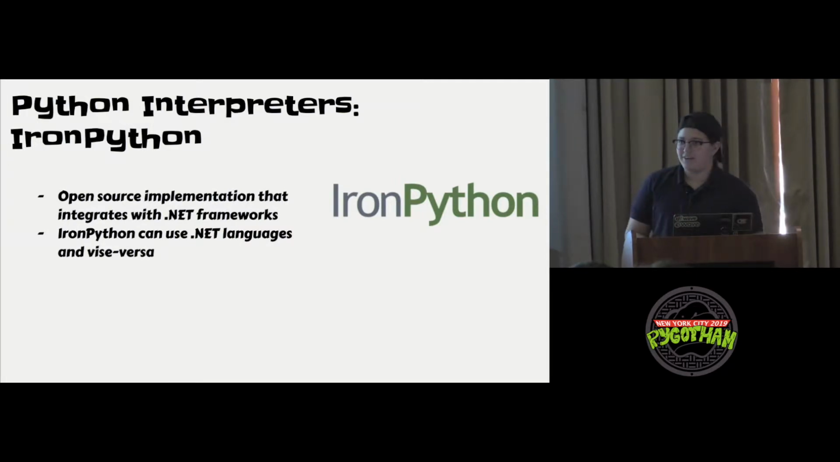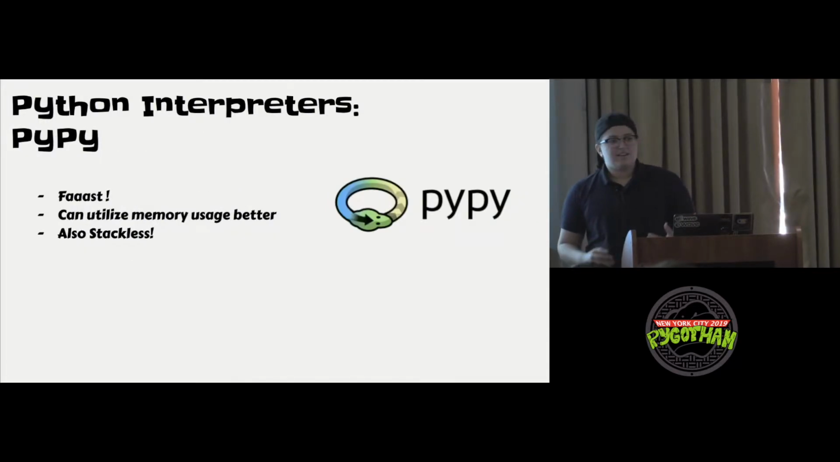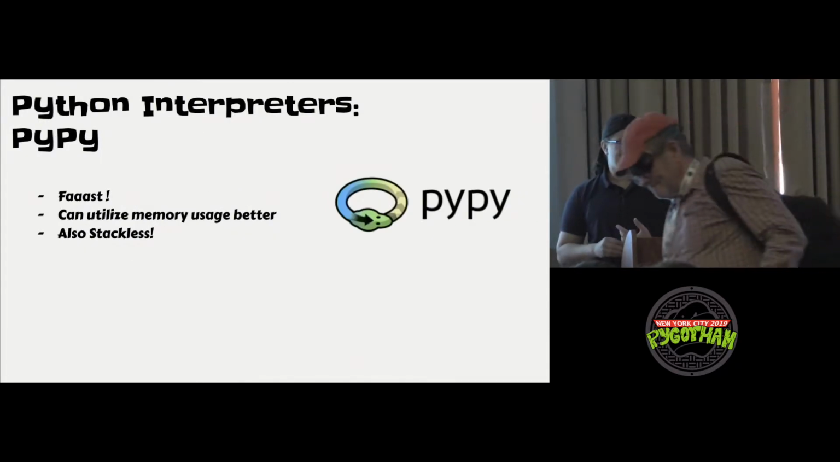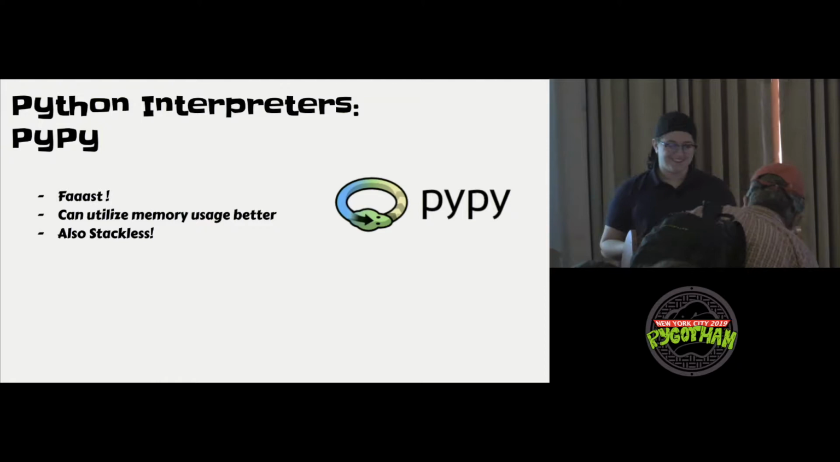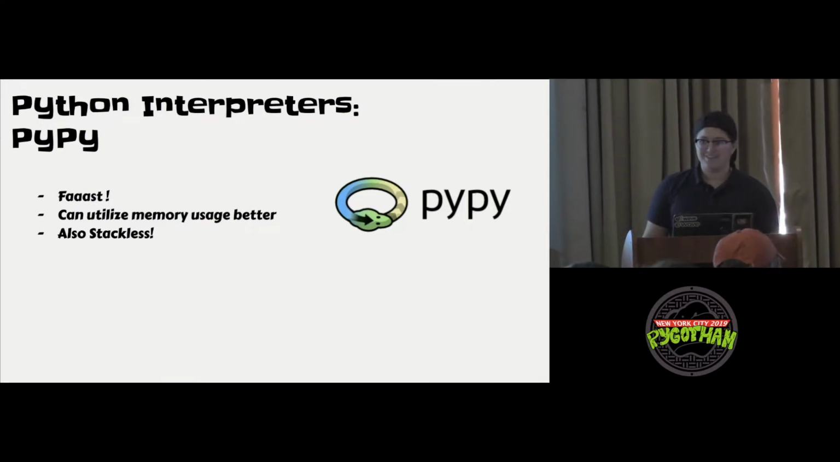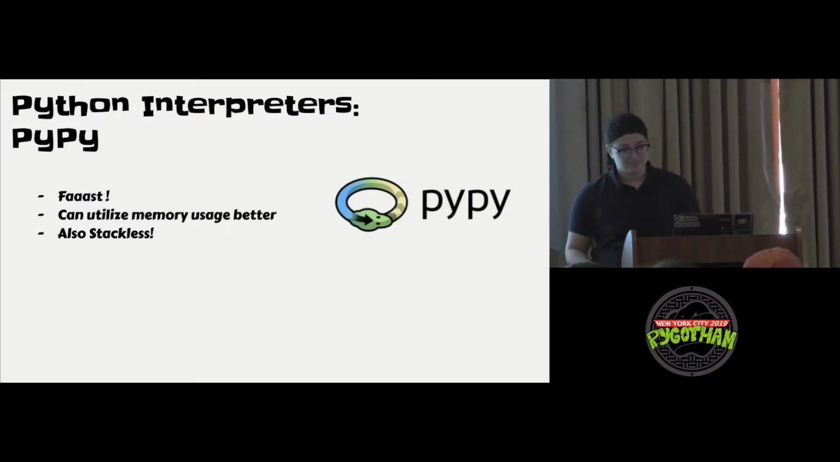Then there's IronPython, which is similar to Jython, but that uses the .NET languages. And so you could do the same thing, .NET to IronPython and IronPython to .NET. Then we have PyPy, which is the Python interpreter written in Python. And it's known for being fast, utilizing memory better, and it also is stackless, so you can do massive microthreading, the same way Stackless Python can.